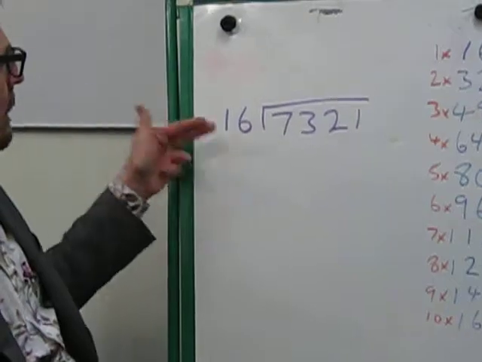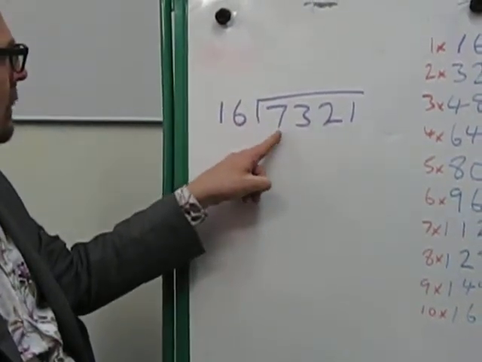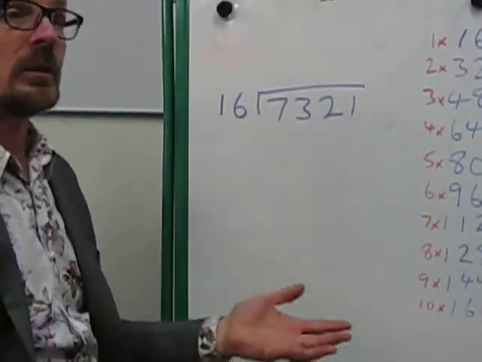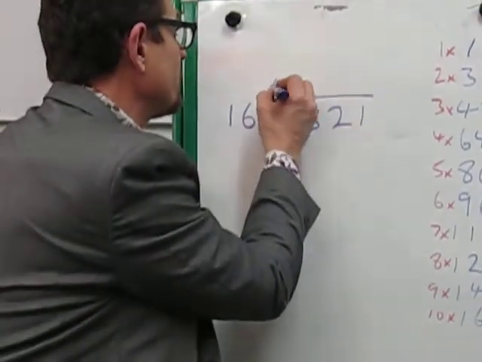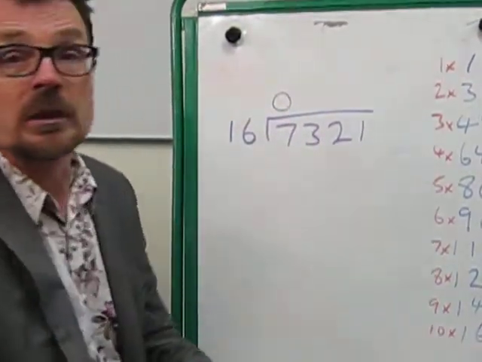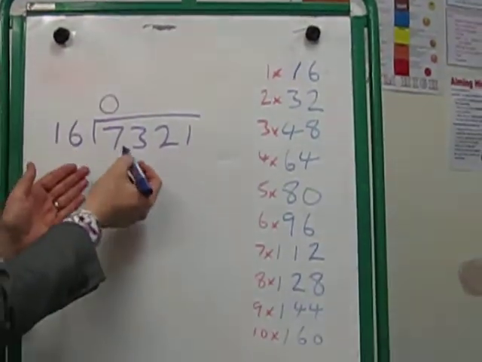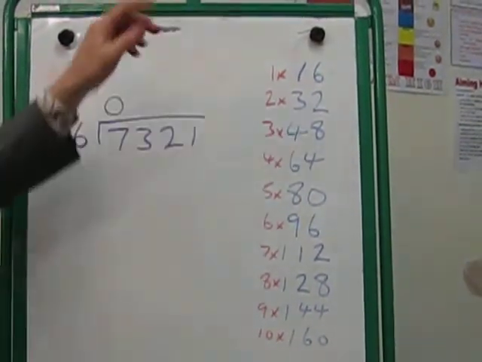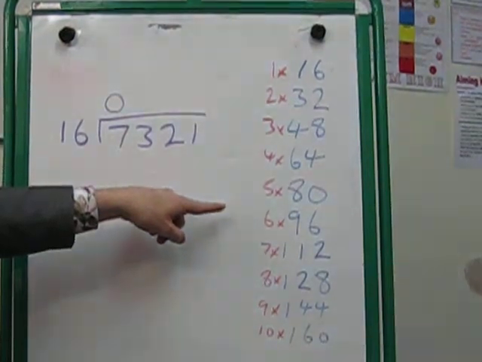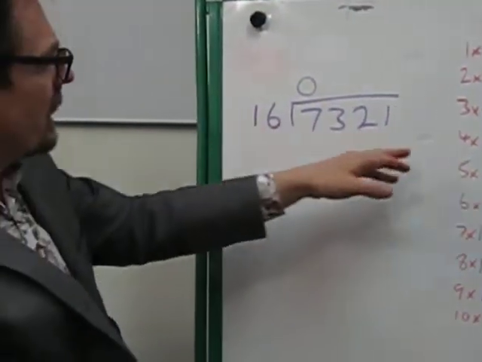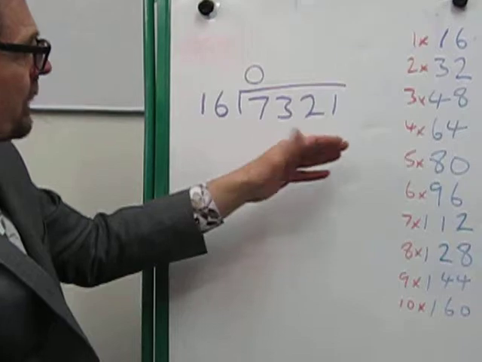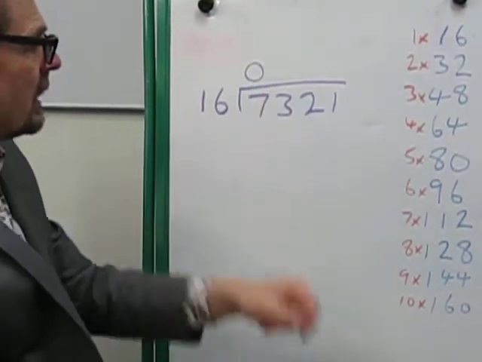Okay, let's have a look at this. Right, so how many 16s are there in 7? 0, because it's not enough. So we put our 0 there. So there's no thousands in our answer. Okay, so we now say how many 16s are there in 73? 4, fantastic, because 4 16s is 64, 5 is 80, so it has to be 4, doesn't it?